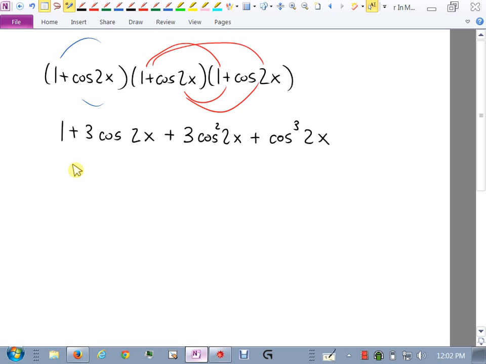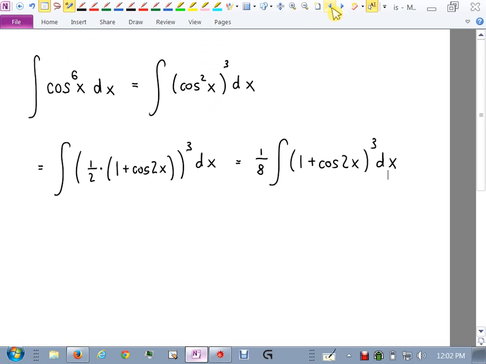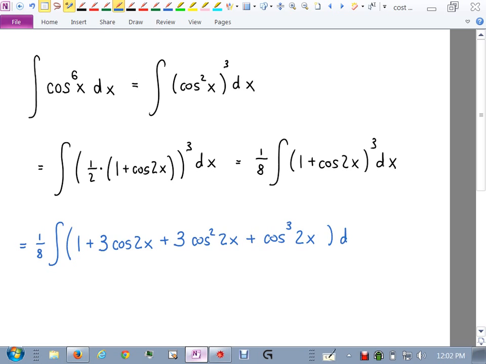Now we're going to integrate all that. So we should have back here 1/8 integral. It was 1 plus 3 cosine 2x plus 3 cosine squared 2x plus cosine cubed 2x, wasn't it? dx, if you believe what I said, right?